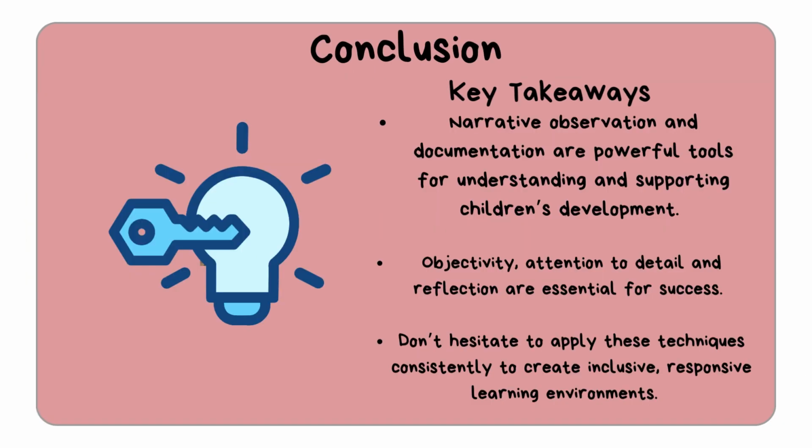As we conclude this workshop, take a moment to reflect on the skills and knowledge you have gained today. Narrative observation and documentation are powerful tools that not only advance your ability to understand and support each child's unique development, but also strengthen your communication with parents and families. By systematically observing, documenting, and reflecting on children's behavior and interaction, you can create a more inclusive, responsive, and effective learning environment. Remember, the key to a successful observation is objectivity, attention to detail, and a commitment to continuous reflection.